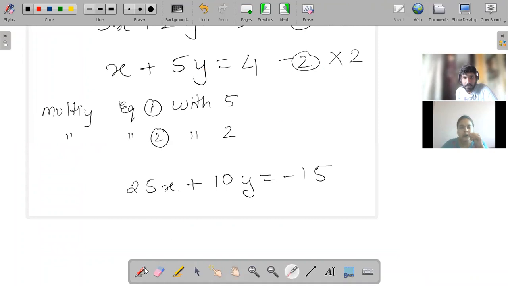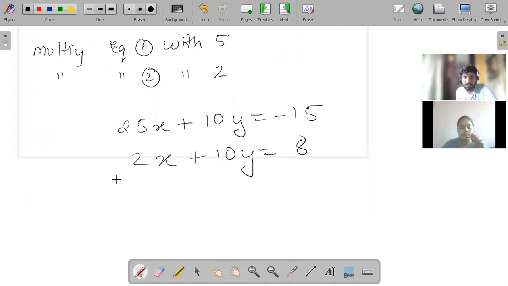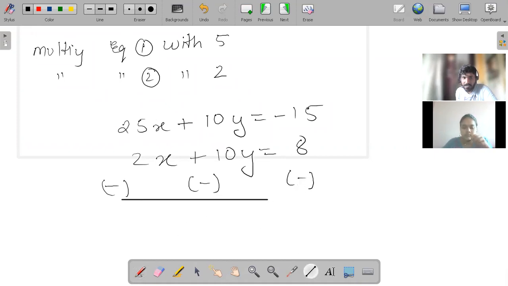The second one, x will multiply with 2. So 2x plus 10y equals 8. Now what is the next step? Subtraction. So we have to change the signs: minus, minus, minus. What will get cancelled? Plus 10y and minus 10y.